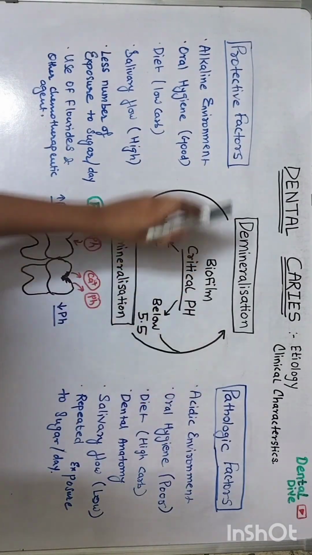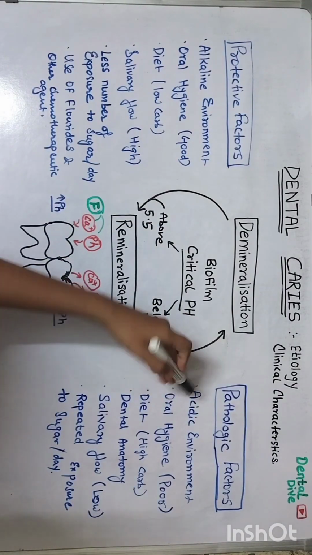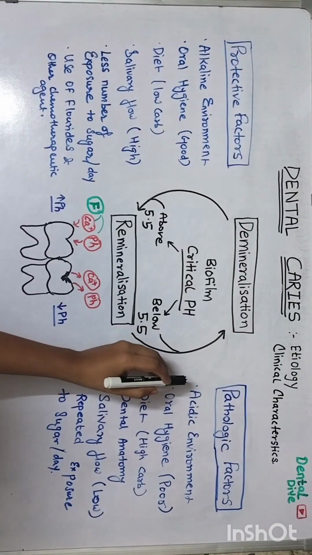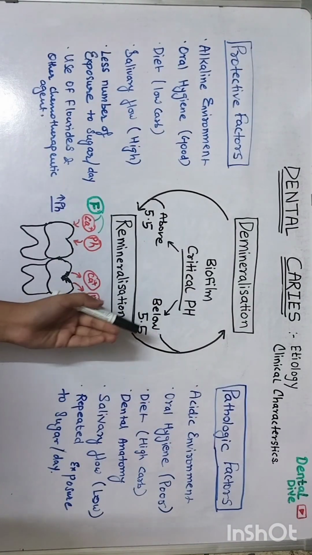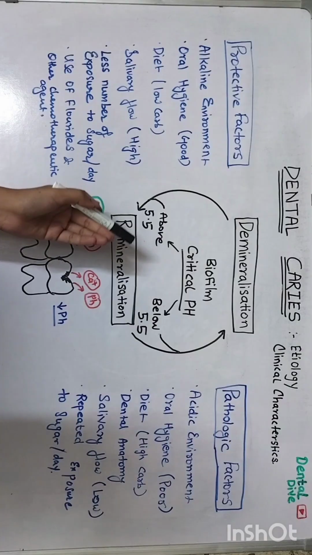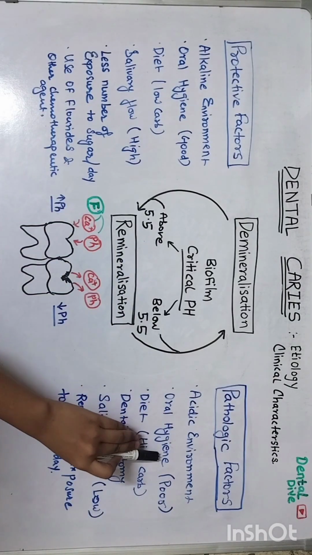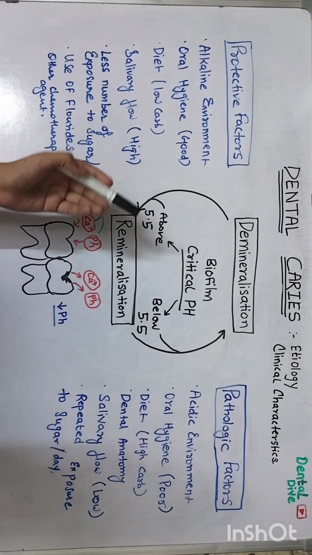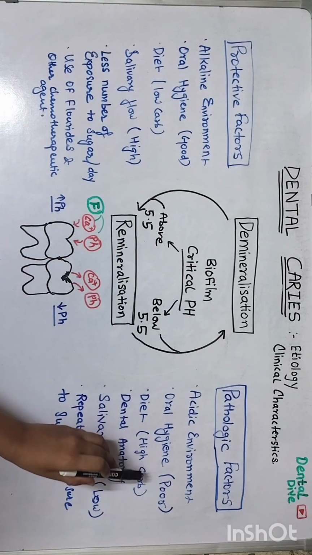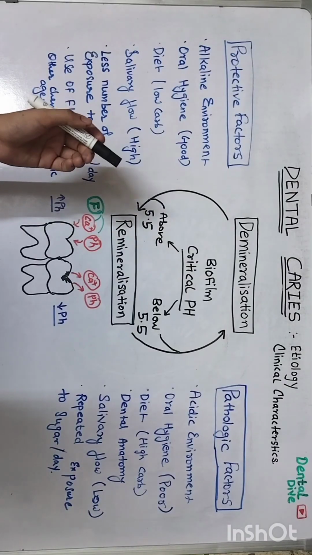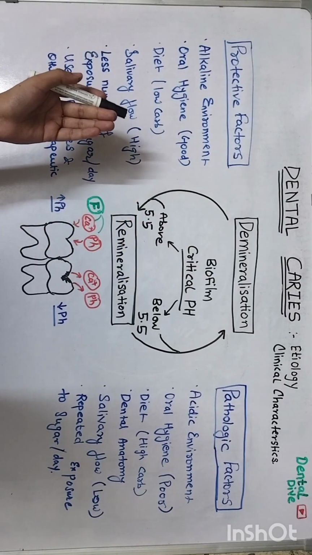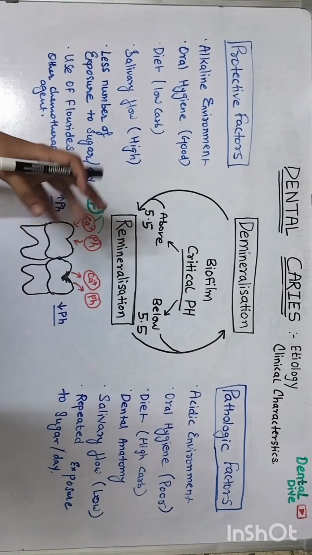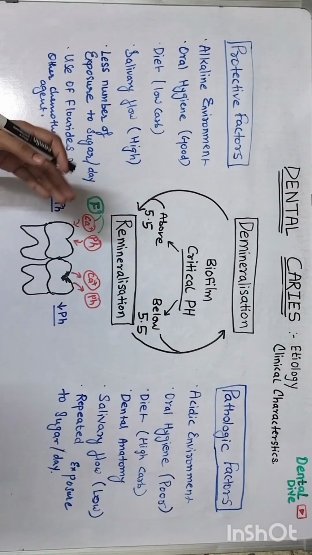There are pathologic and protective factors. Pathologic factors favor demineralization and protective factors favor remineralization. If there is an acidic environment, it will result in lower pH levels, which will result in dissolution of tooth structure. If there is poor oral hygiene, it will result in production of biofilm, which will result in demineralization. If the person is on a high carb diet, it will produce acid and eventually form dental caries. If the dental anatomy favors localization of food debris and bacteria, it will result in dental caries.